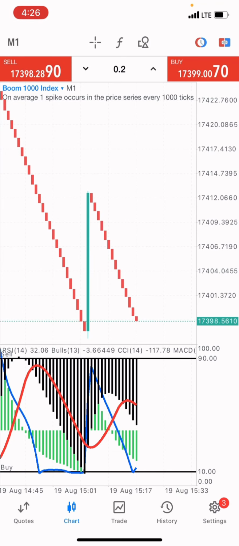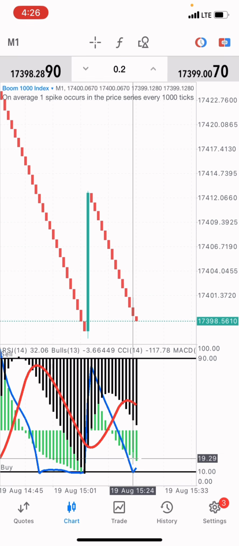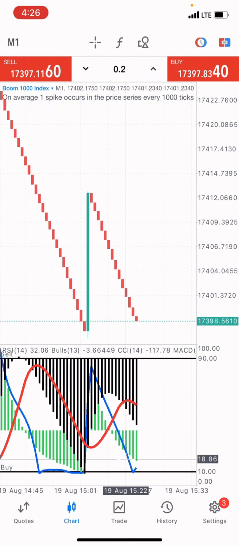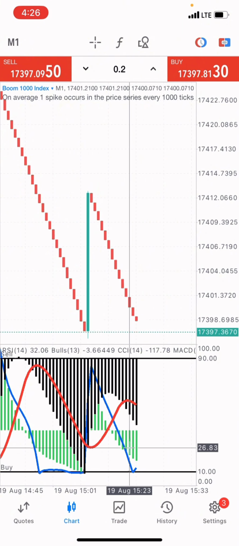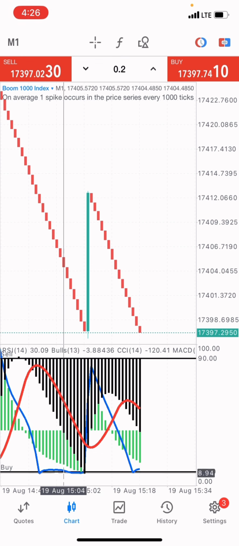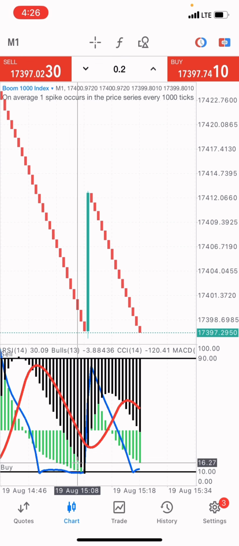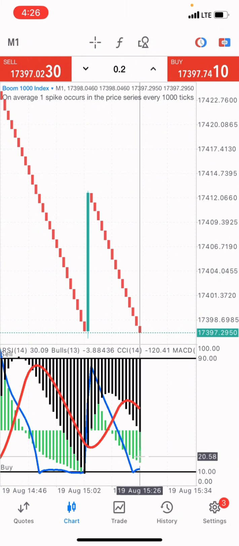In today's video, I'm going to share with you guys a powerful strategy on Boom 1000 index. If you take a look at this chart right now, you can see that this blue line is the commodity channel index. All right, and you can see that when the spike would come into the market, this blue line needs to touch this green line at the bottom, below right here.